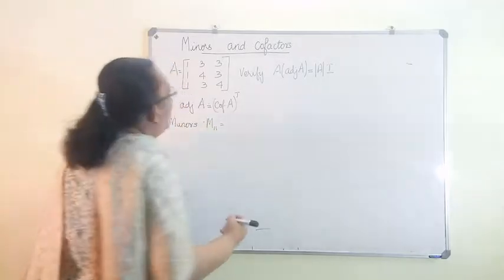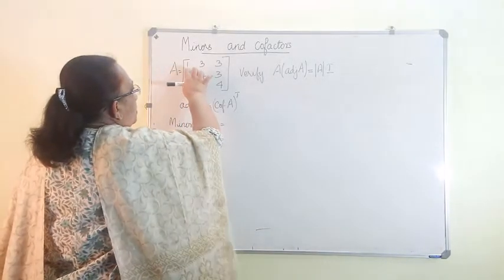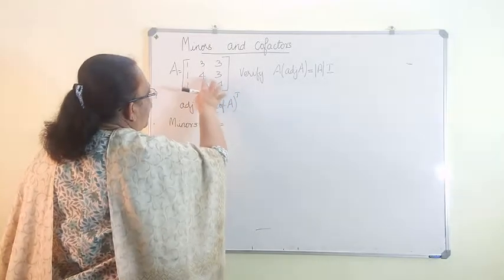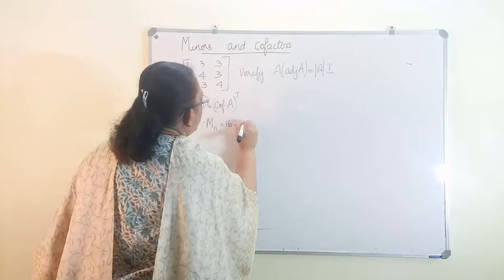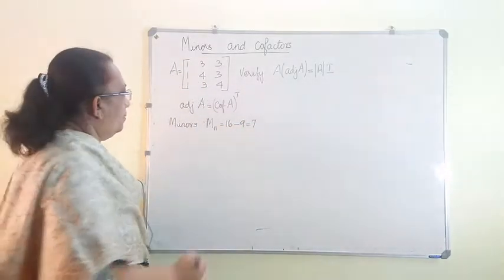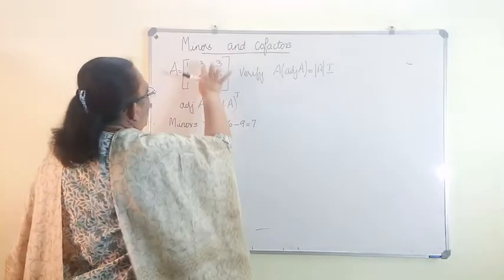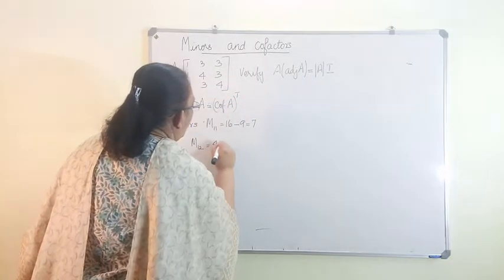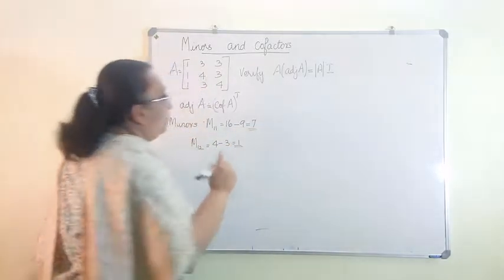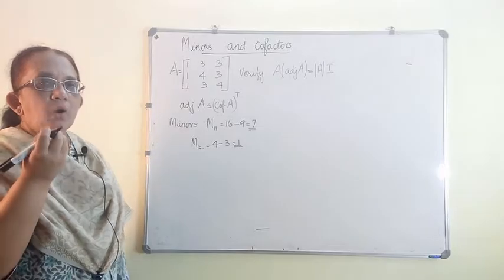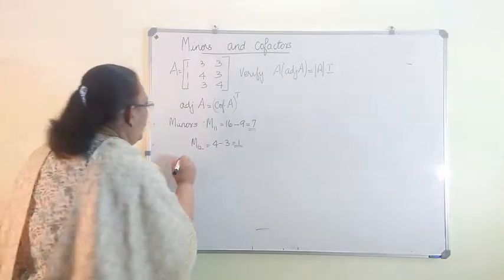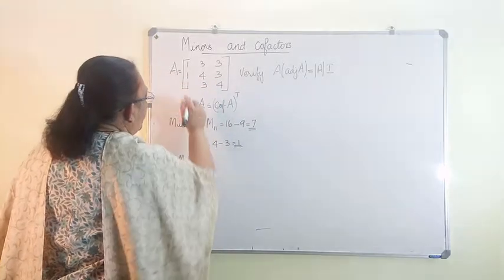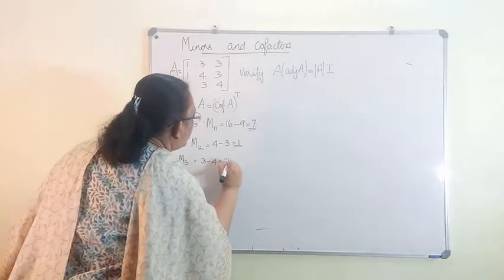M11. What is M11? First row, first column. You are eliminating first row, first column. What is the determinant you are getting? 16 minus 9, which is equal to 7. M12. First row, second column. You are getting 4 minus 3 is equal to 1. Be careful when you are doing the calculation because a small error can change all the values. M13 is equal to first row, third column. It will be 3 minus 4. 3 minus 4 is equal to minus 1.